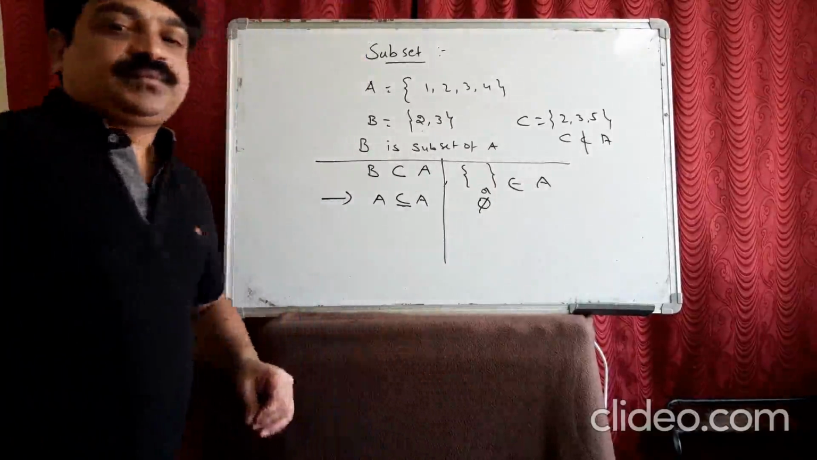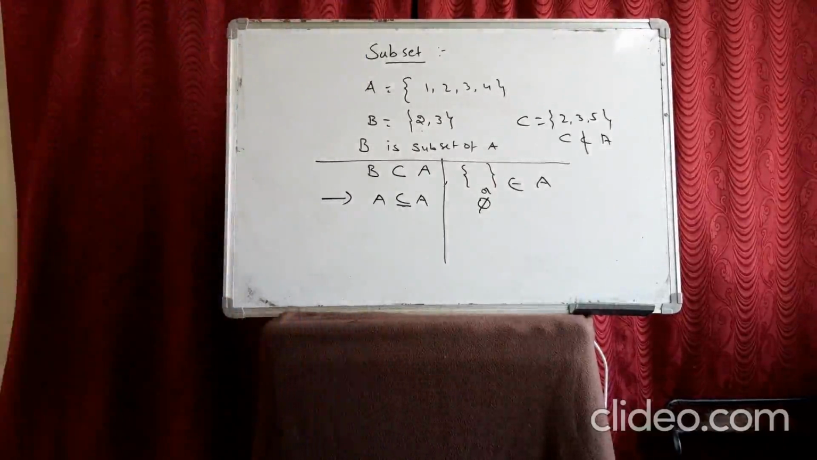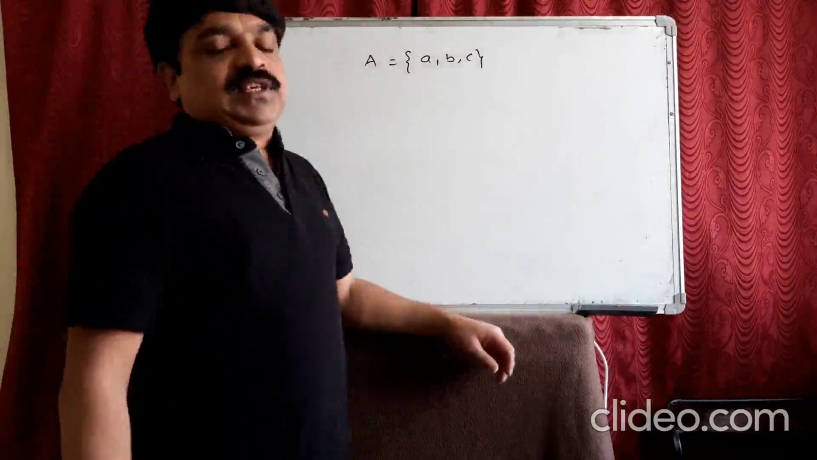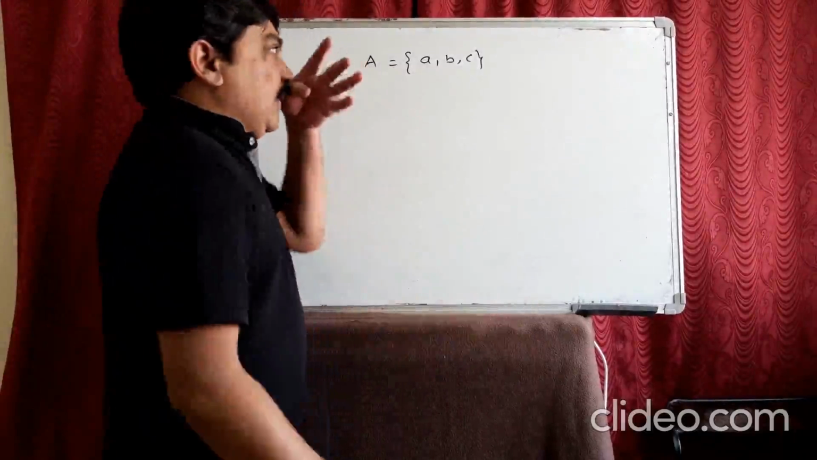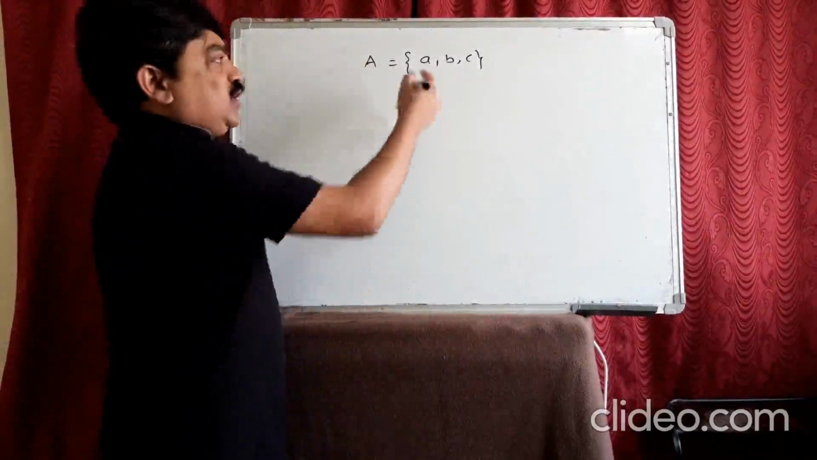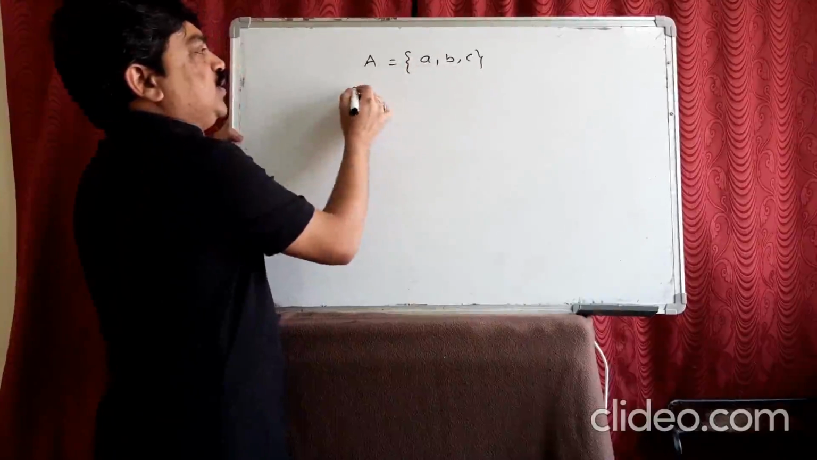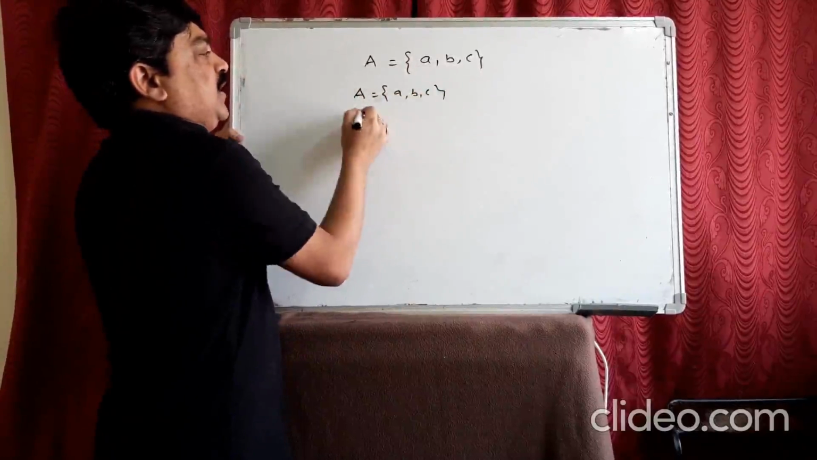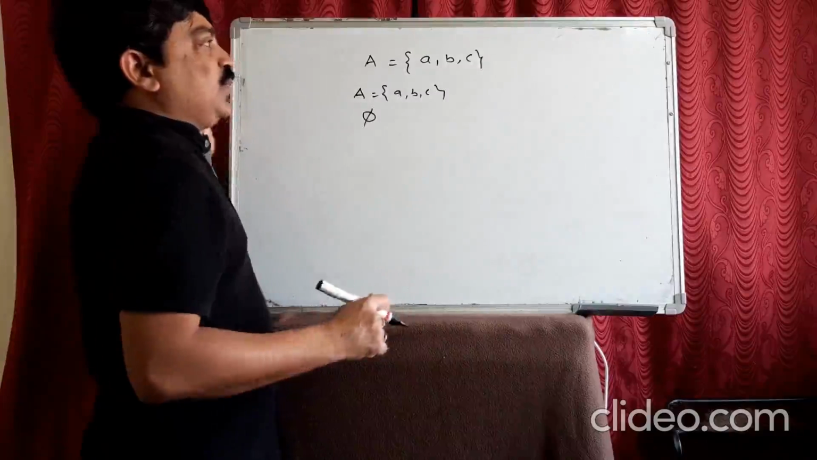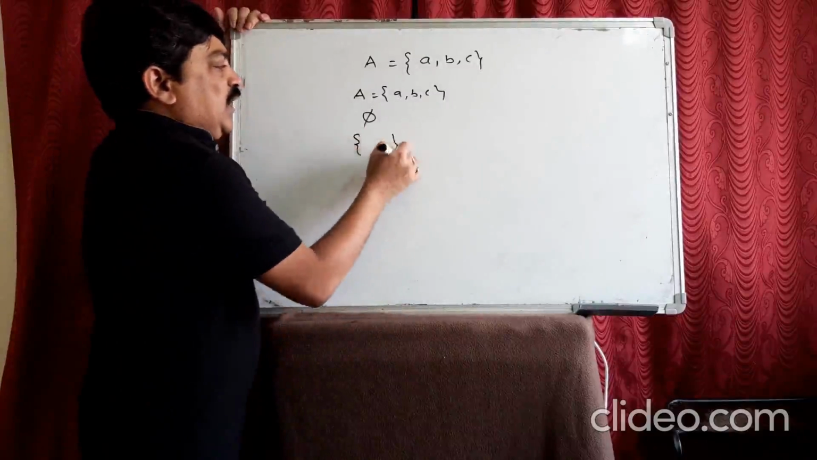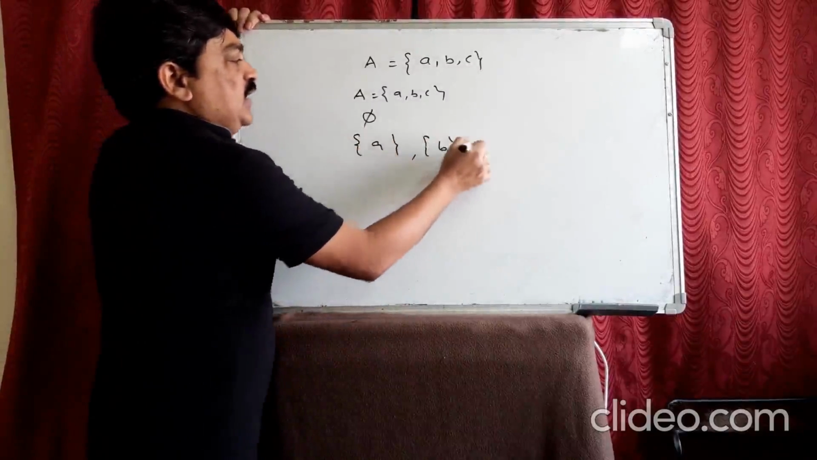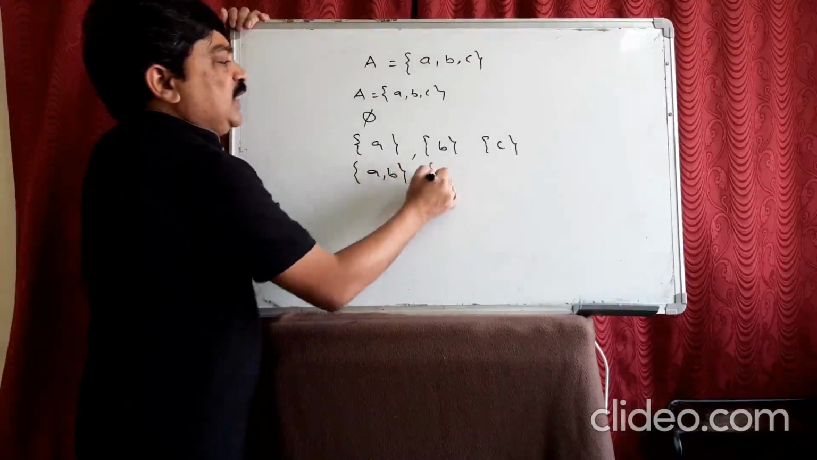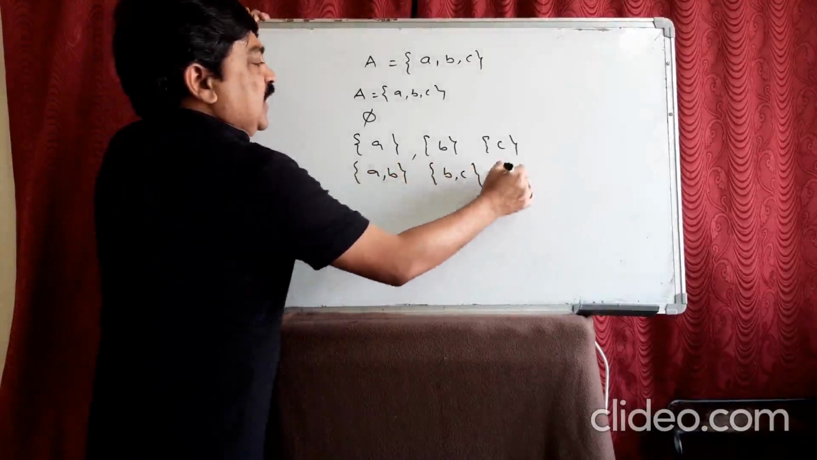Next one is how many subsets you can make from a set. Suppose a set contains 3 elements. First of all, A is a subset, and next one is the empty set, this is a subset. So the rest of the subsets, I write: this is a subset, this is a subset, this is a subset, this is a subset, this is a subset, and this is a subset.